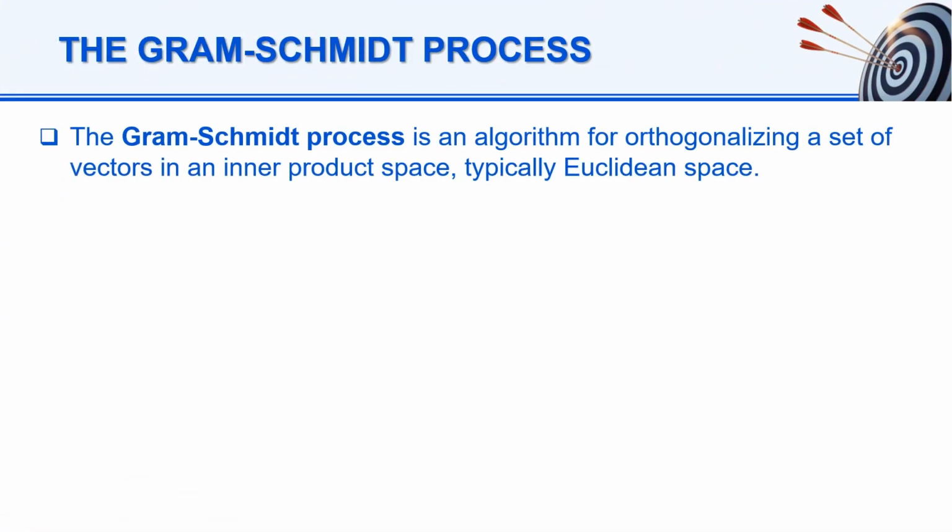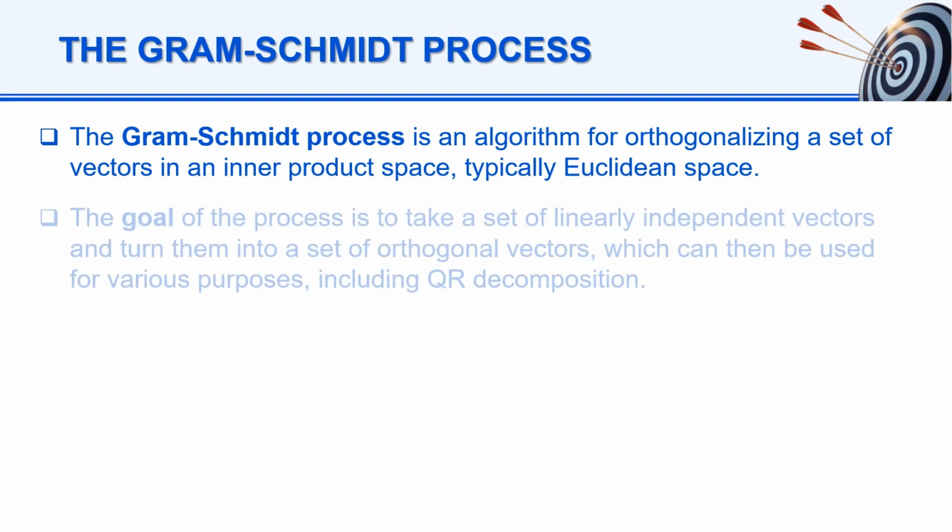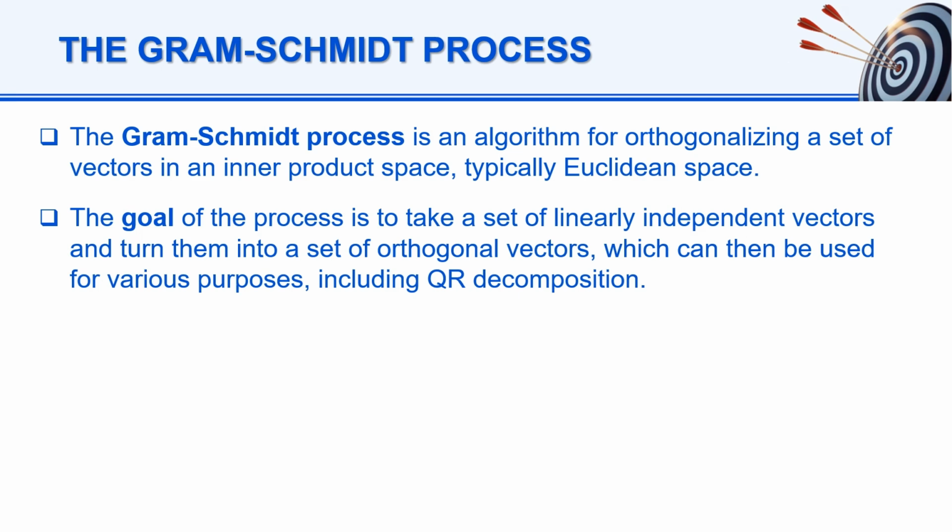The Gram-Schmidt process is an algorithm for orthogonalizing a set of vectors in an inner product space, typically Euclidean space. The goal of the process is to take a set of linearly independent vectors and turn them into a set of orthogonal vectors, which can then be used for various purposes, including QR decomposition.